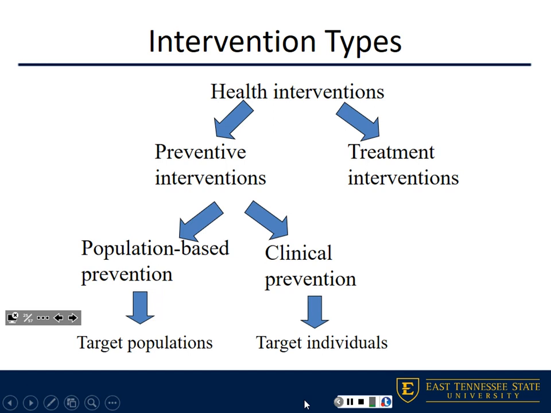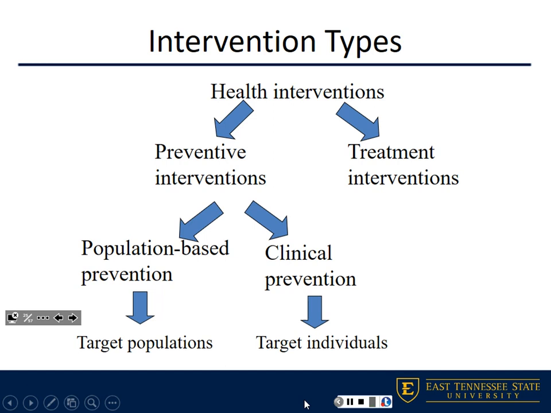Population-based prevention is primary prevention. Clinical prevention is typically secondary prevention. And the treatment interventions are typically tertiary prevention. So do we know the difference between primary, secondary, and tertiary prevention?